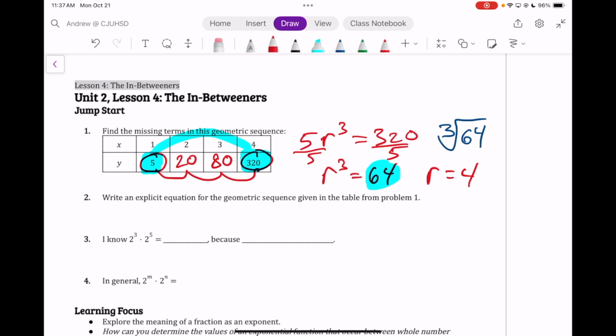Explicitly, that would be the function f of n. It starts at 5, you multiply by 4, and you take it to the n minus 1 power, since we're starting at 1.